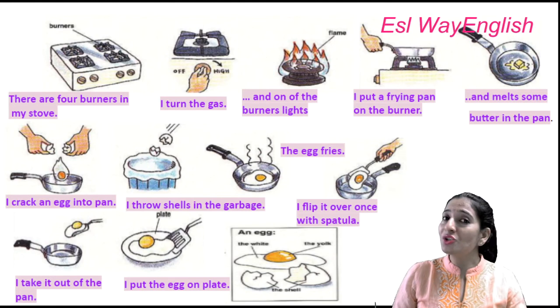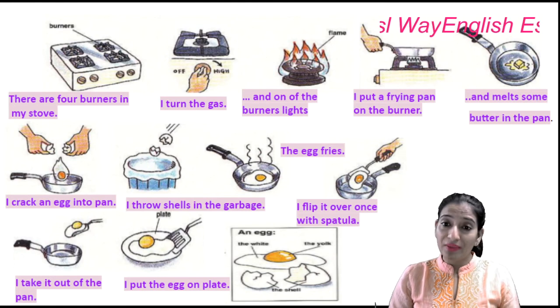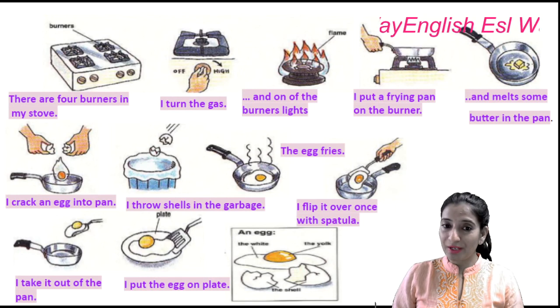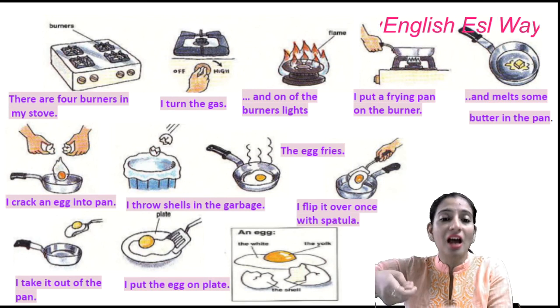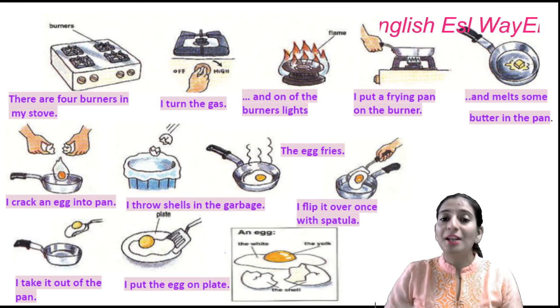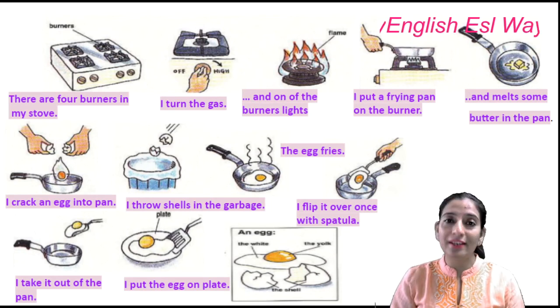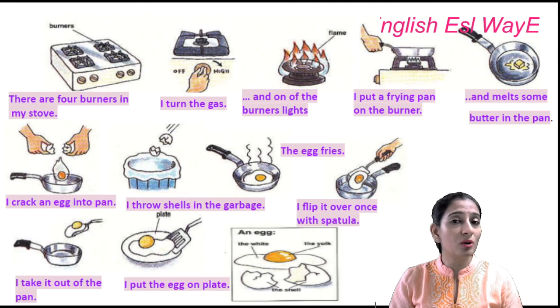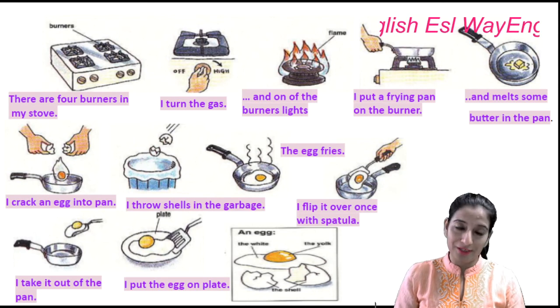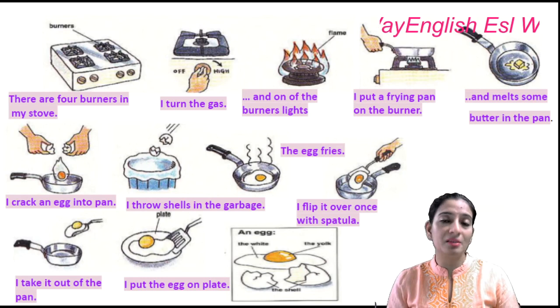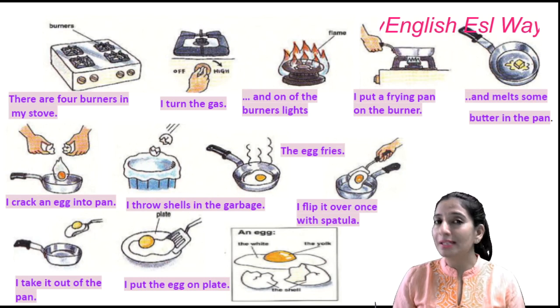I throw the shells into the garbage. When the egg fries, I flip it over once with the spatula. Then I take it out of the pan and I put it on the plate. Now what are the parts of an egg? This yellow part is called the egg yolk, and this white part is called the white, and then the shells. And if you serve somebody the egg the way I have presented in the picture, it is called sunny side up.